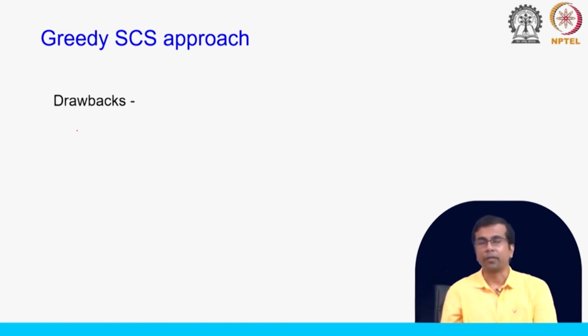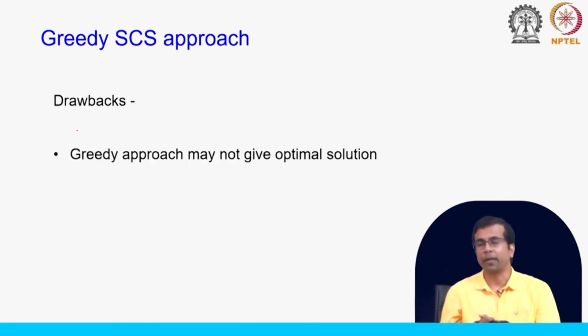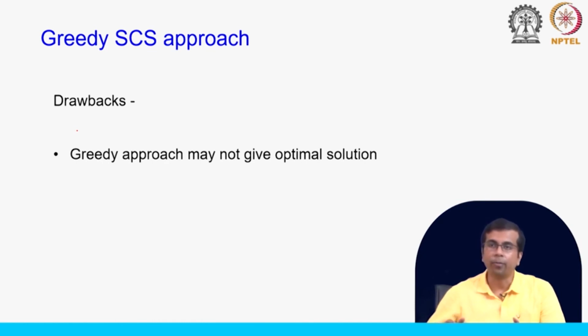So, what are the drawbacks of the greedy SCS approach after having discussed this? The first drawback, as we have seen, is that the greedy approach may not give optimal solutions. You can take different examples and we will see that at the end we get an optimal solution. The greedy approach will give you a completely different solution in many cases. You can try it out with different strings, not just the letters ATGC, because this can apply to strings.